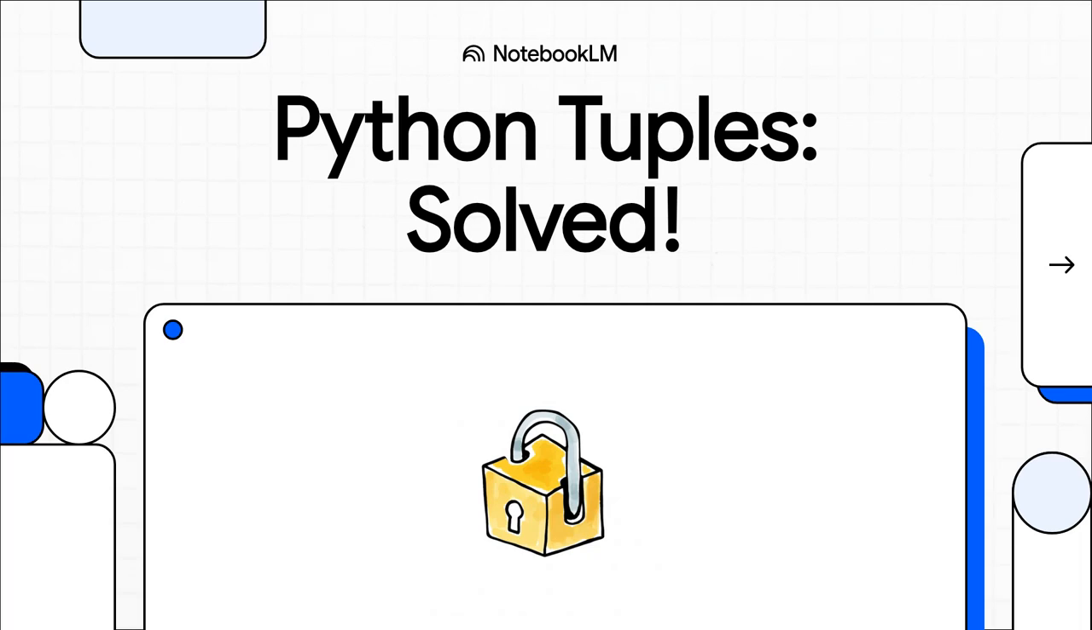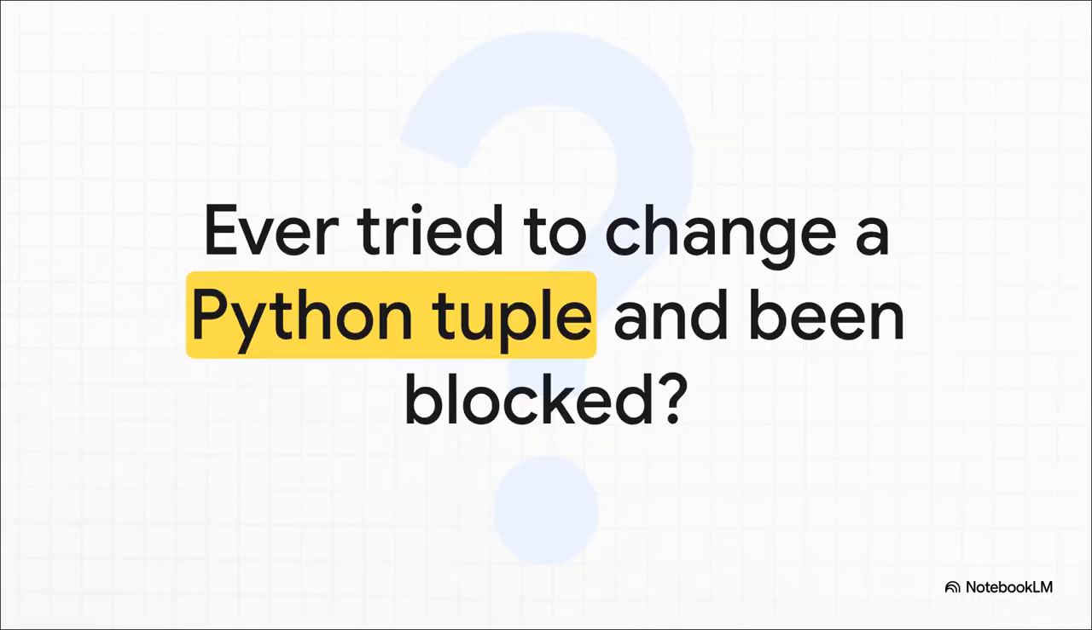All right, let's dive into one of Python's most interesting and sometimes frustrating data structures. We're talking about tuples, and we're going to crack the code on how to work with them, even when they seem totally unchangeable. I'm sure we've all been there, right? You've got a tuple, you just want to change one little thing, and nope, Python just completely shuts you down. It feels like hitting a brick wall.